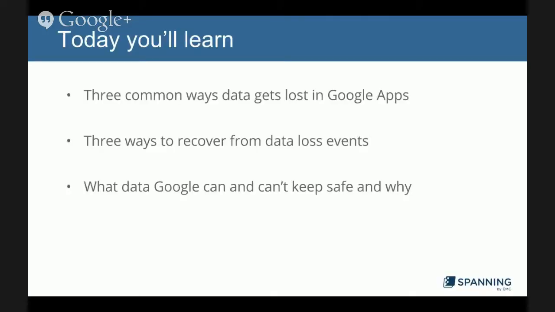So in today's webinar, we'll talk about common ways data gets lost inside of Google Apps. It doesn't have to be exactly fully deleted from the environment. There are lots of ways data can get lost, and we'll go over 3 specific use cases. We'll also talk about 3 ways to recover from those data loss events, right? What's the fastest way to recover? What's the best way to recover with all of the information necessary for your organization to continue working? And finally, what data Google can and can't keep safe and why, what their SLAs say related to data protection and application service.